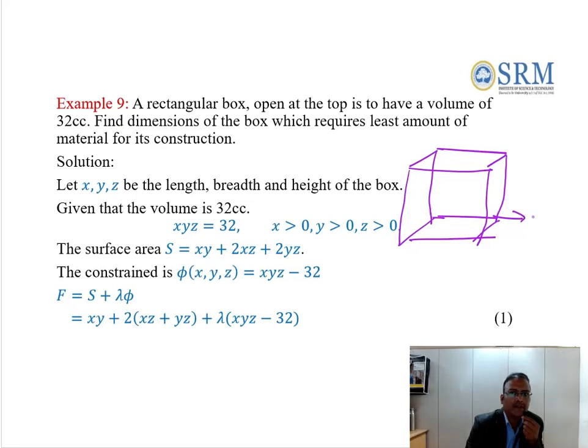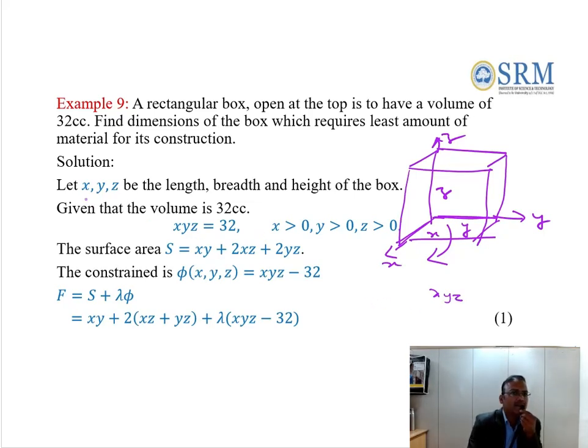So this is your y axis, this is your x axis and this is your z axis, right? This is having x units and this is y units, and the height is z units. For example, for the bottom plane, the area of the rectangle is xy. Similarly, the volume of the cuboid or rectangular box like this is xyz, right?